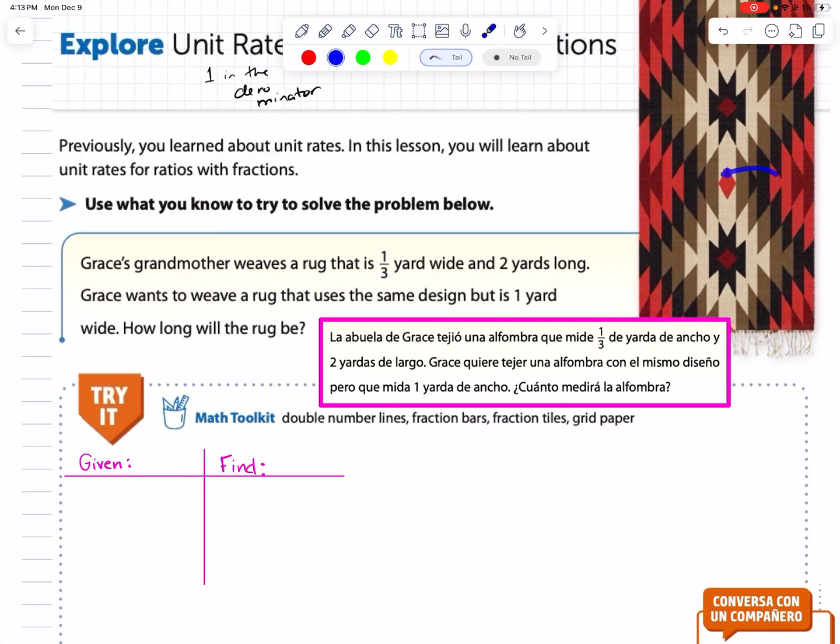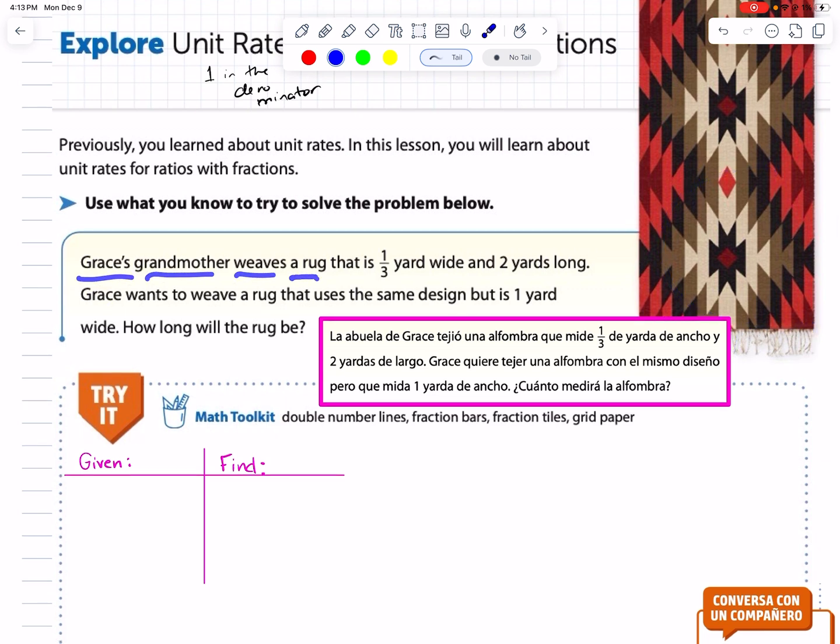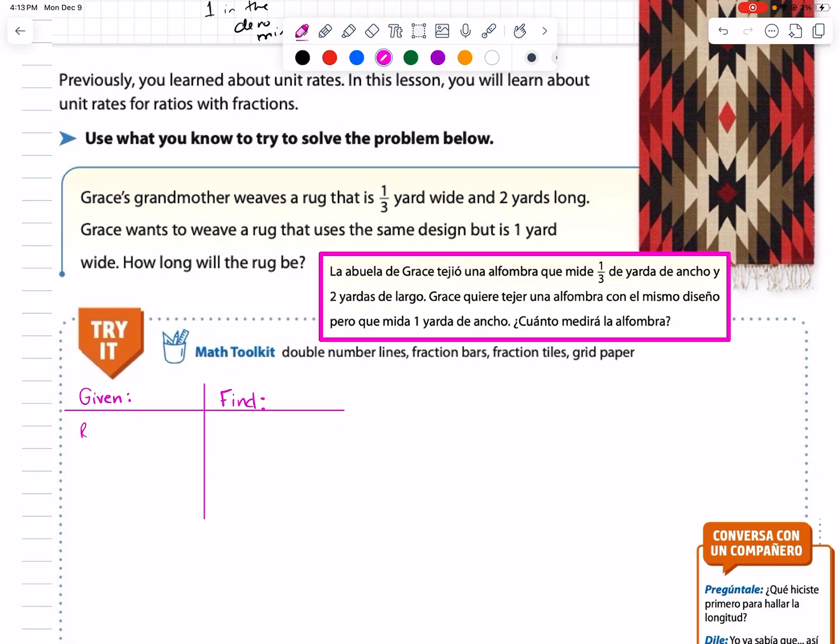Is this a rug? Oh, it is, I see little things at the bottom. So Grace's grandmother weaves a rug, yes, I was right, that is 1/3 yards wide and 2 yards long. Just like in the previous one, I'm going to draw this. So the rug is 1/3 yards wide and 2 yards long. Let me make the picture. So 1/3 wide and 2 long.